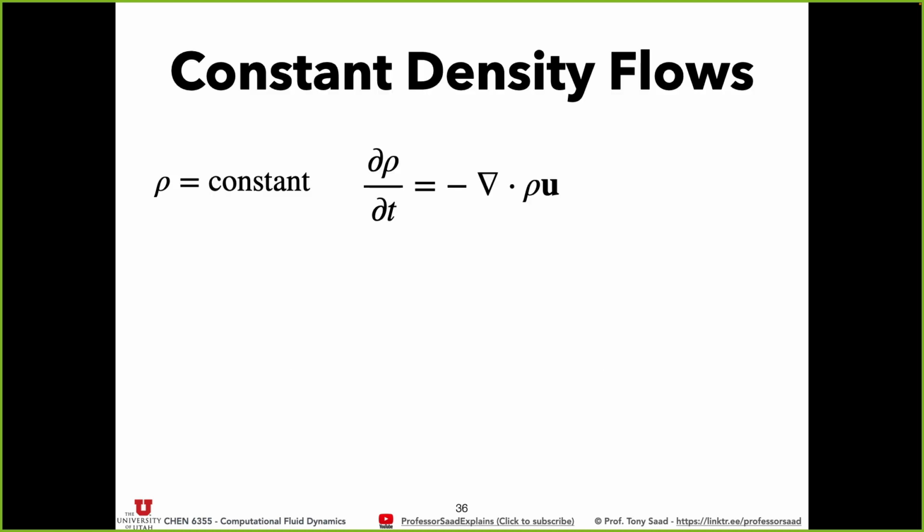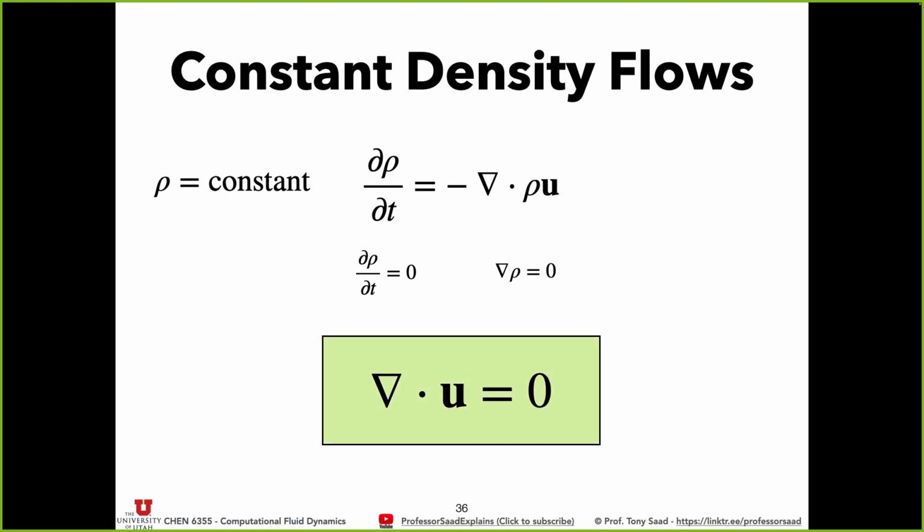With constant density, we start with mass conservation. d rho by dt is minus div rho u. Well, d rho by dt is 0 because rho is constant. And div rho u is rho div u plus u dot grad rho. So think about the math in your mind. If grad rho is 0, that entire equation simplifies to the statement that div u equals 0. The net outflow of u, or momentum per unit mass, is 0.